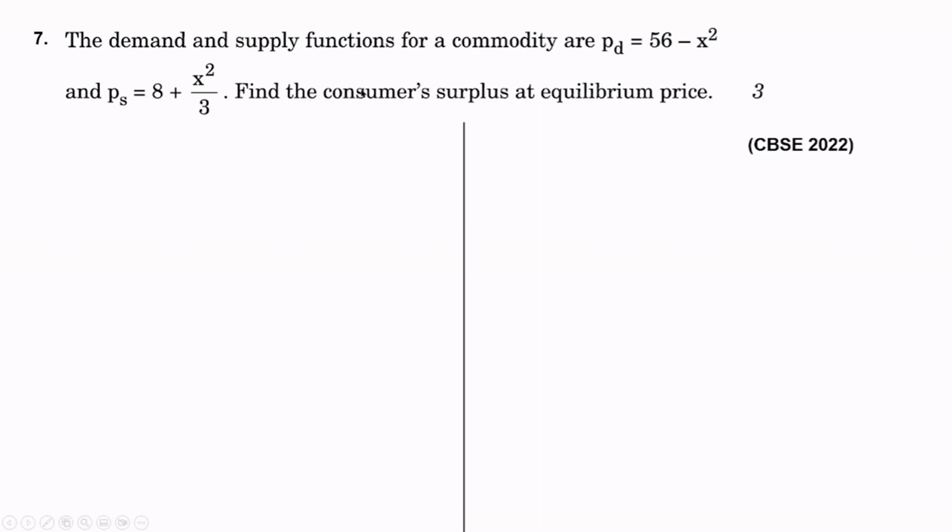Next question: the demand and supply functions for a commodity are, the demand function is 56 minus x square, and the supply function is 8 plus x square by 3. Find the consumer surplus at equilibrium price. So here we have to find the consumer surplus at equilibrium price. We know that at the equilibrium, the quantity demanded is equal to quantity supplied and the corresponding price is also equal. So using that we can find the equilibrium quantity and then we can find consumer surplus at equilibrium price.